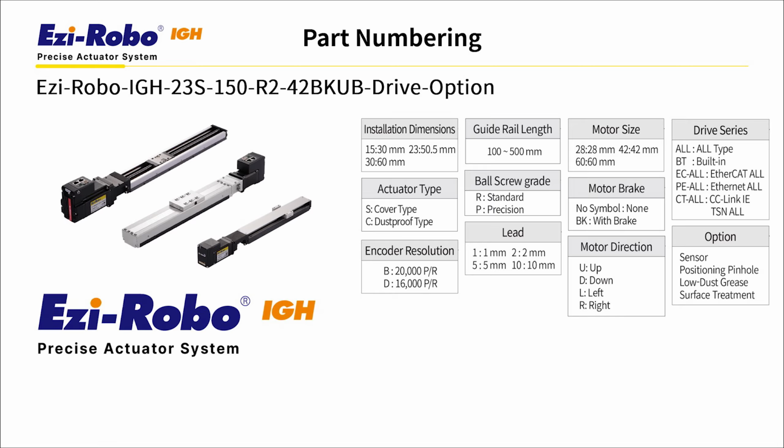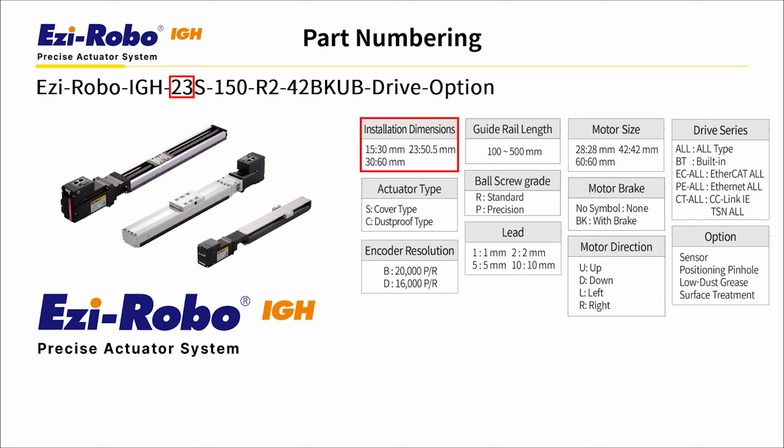Let's take a look at the model name for Ezi-Robo IGH products. As shown in the example model name, Ezi-Robo IGH represents an actuator system controlled by a high-resolution encoder. Here, Robo refers to the actuator system, and IGH indicates a high-rigidity actuator that integrates a FASTECH stepping motor with a KURODA ball screw actuator.